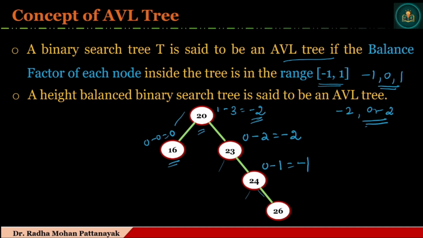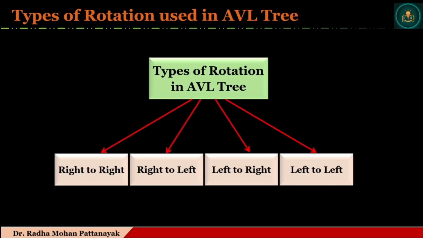If such a type of imbalanced node comes, we need to follow a different rotation method to make that imbalanced node into a balanced one. Now we will switch over to the different rotation methods. In an AVL tree, there are 4 different types of rotation methods we use. One is right to right rotation, that is termed right right.